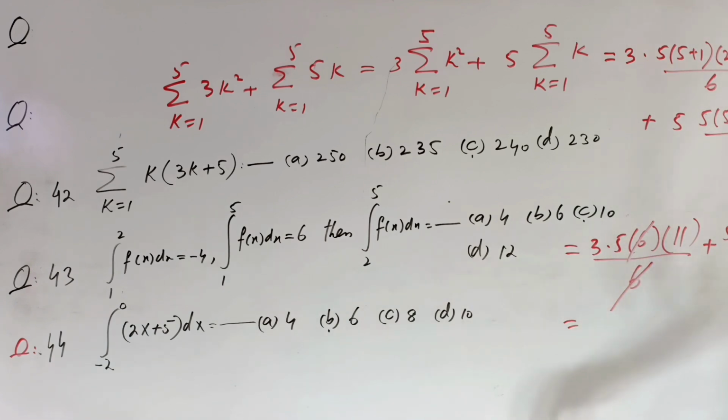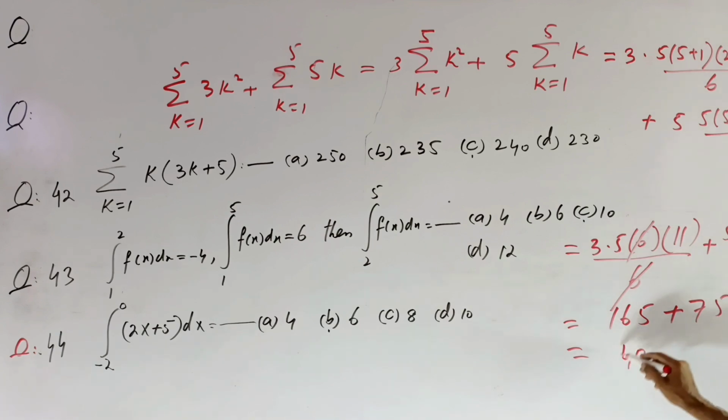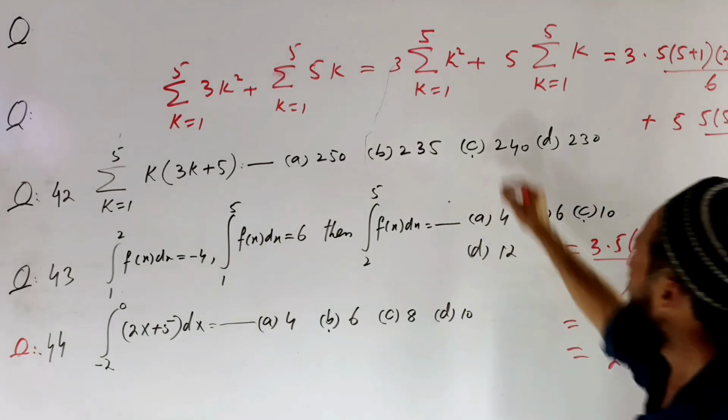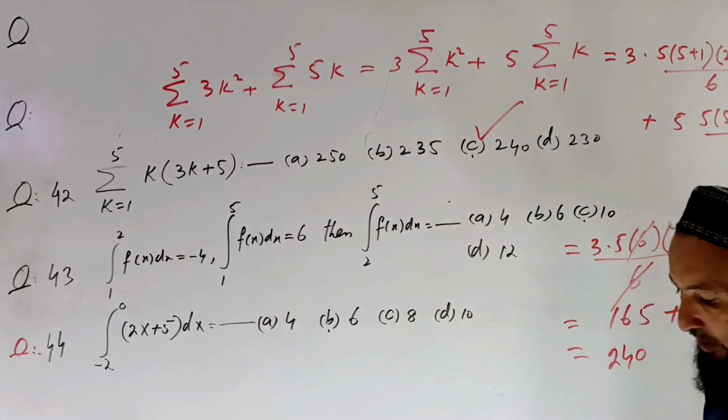5 multiplied by 15 multiplied by 11, 165, plus we get here 75. And 75 plus 165 gives 240. So 240 is the correct answer.